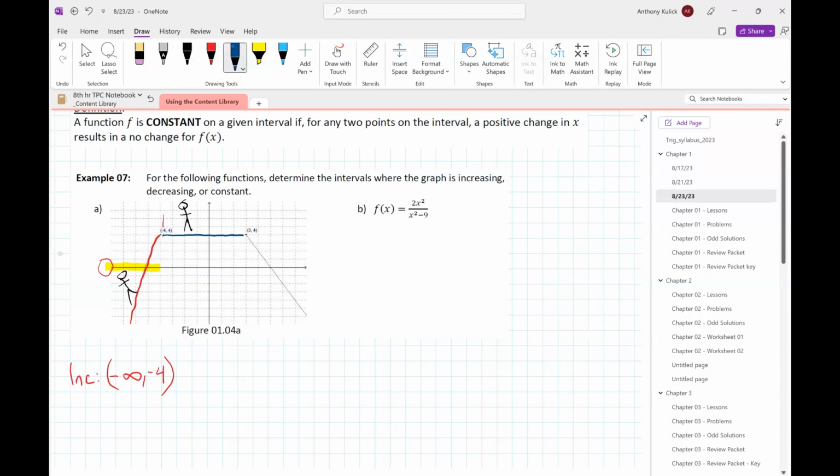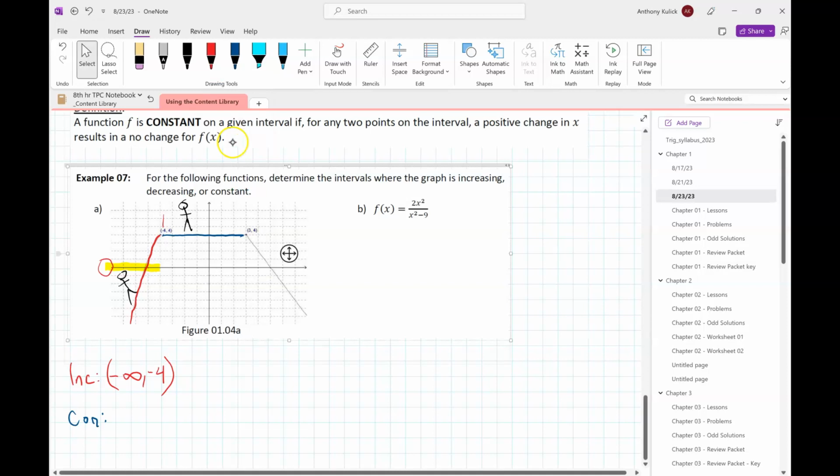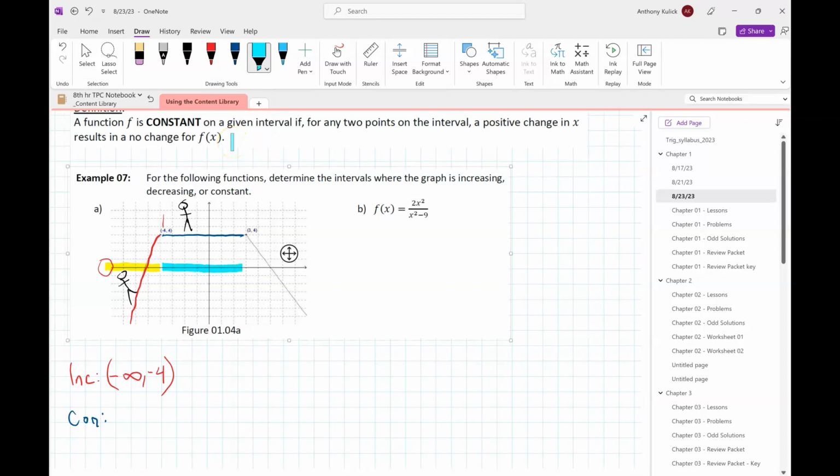So now the little man is walking on this section of the graph. That looks like it's flat. That must mean it's our constant section. That interval corresponds to this part of the x-axis. It starts at -4, and it finishes at +3. And again, all of these intervals, increasing, decreasing, constant, always have ends in parentheses. So far, so good? Clear what we're doing?